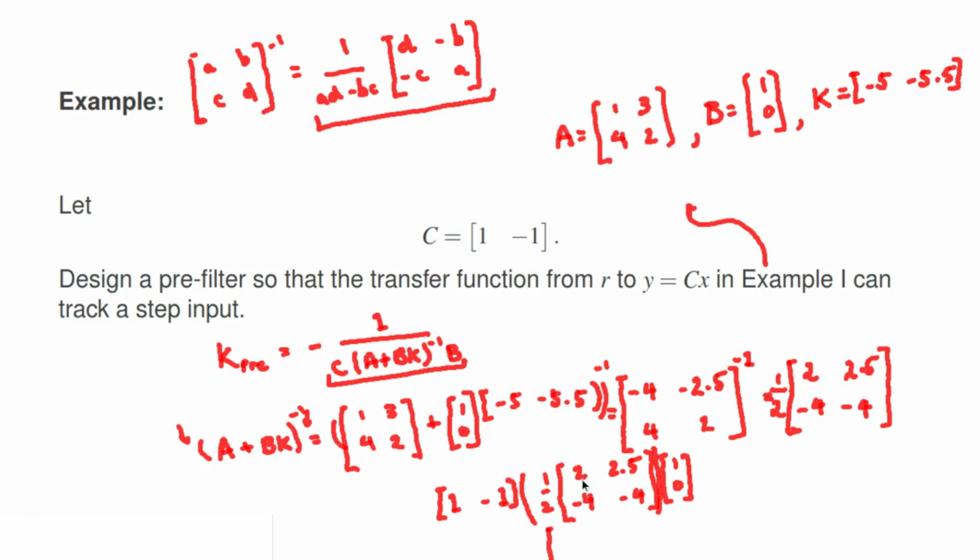Well, this is just given by 2 times 1 plus 2.5 times 0. So that's 2. And then minus 4 on the bottom. We've still got our factor of the half. And we've still got the 1 and the minus 1 like so. And so this is equal to 2 plus 4, which is 6 over 2, which is equal to 3. So this product of matrices here is just equal to 3. Therefore, K pre, the solution to our question, is equal to minus 1 over 3. Easy peasy.